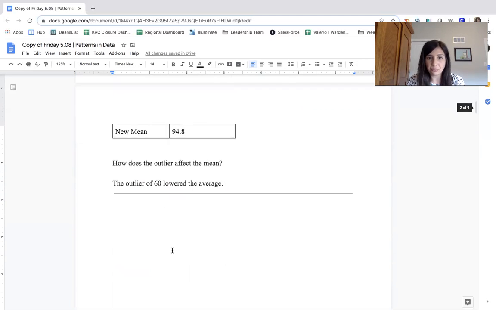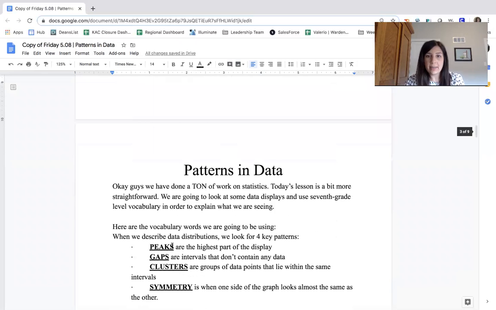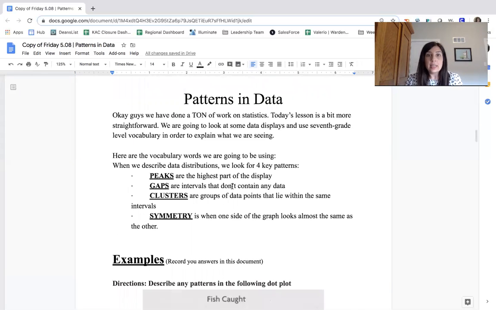Okay, let's dive into some new material for today. Today, we're going to be looking at patterns in data sets that we see. We have done a ton of work on statistics already, and today's lesson is a bit more straightforward. We're going to look at some data displays, histograms, dot plots, and things like that, and use 7th grade level vocabulary in order to explain what we're seeing.